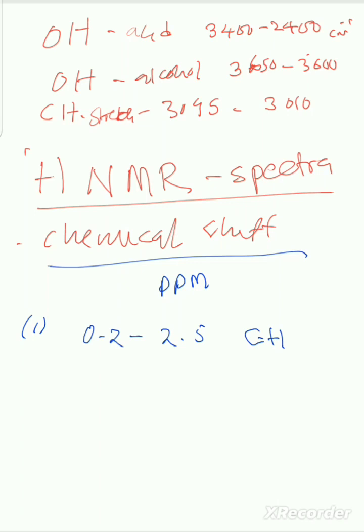Here it is CH. It can be CH3, CH2, CH. Specifically, in between 0.2 and 2.5, at 0.9 you're going to find CH3, then at 1.2 you're going to find CH2. So from 0.2 to 2.5, it can be CH3, CH2, or CH.